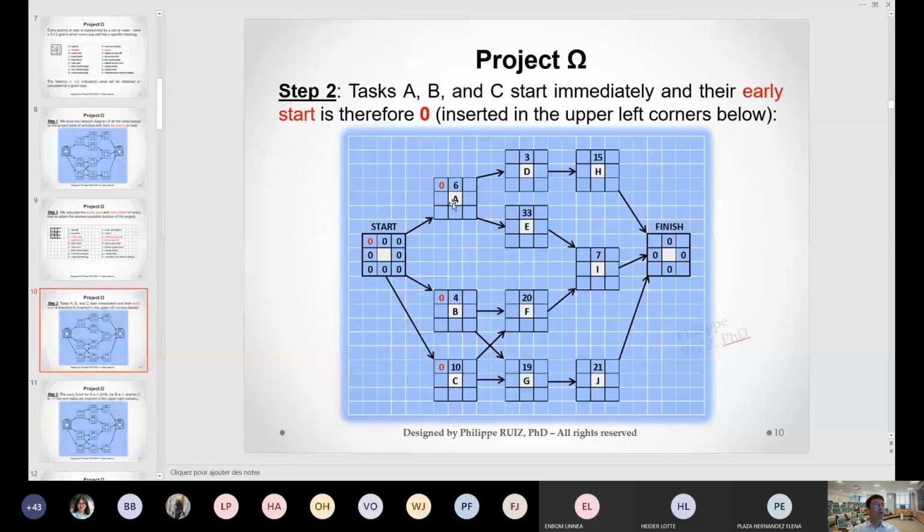So here, what is the earliest start for A, B, and C? Well, it's 0 because they start at the very beginning. So we start the stopwatch at 0, and they start at 0.